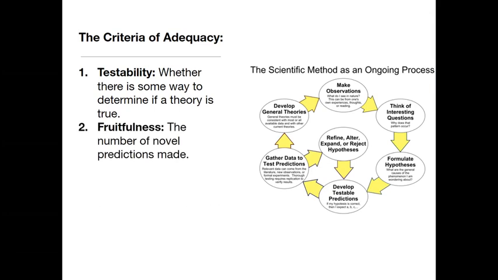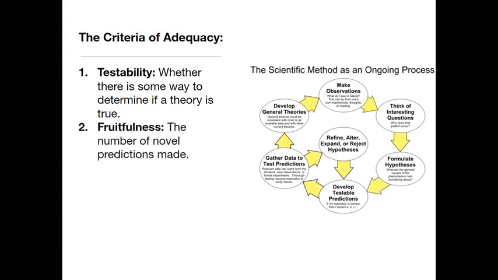And things that we really like. So one thing that we like about the scientific method, and that relates to this criteria of adequacy, is testability, right? Is there some way to determine if a theory is true? We typically don't place much credence in theories or explanations that you can't test, right? This is why we like the scientific method, because we can test our hypotheses.